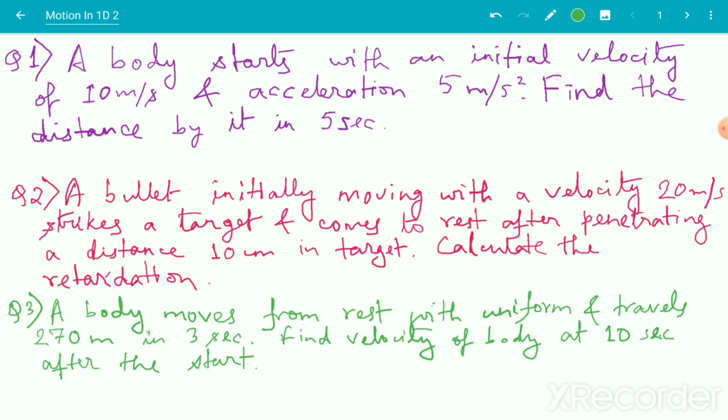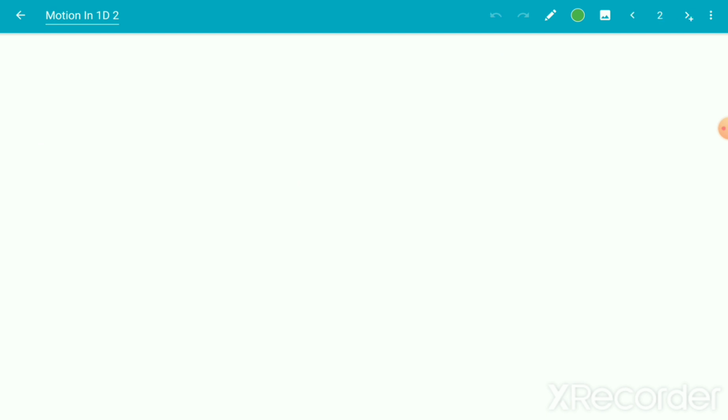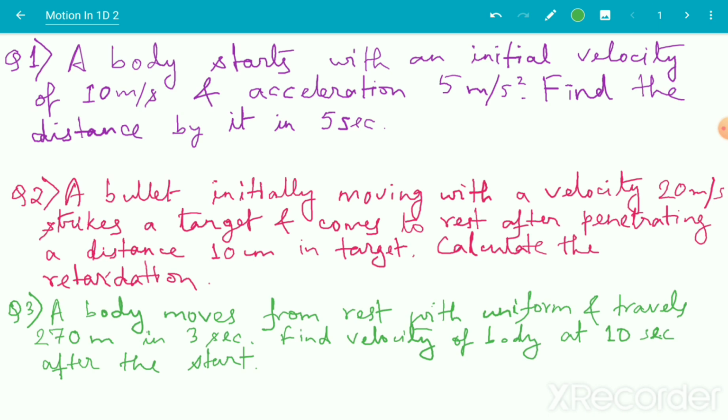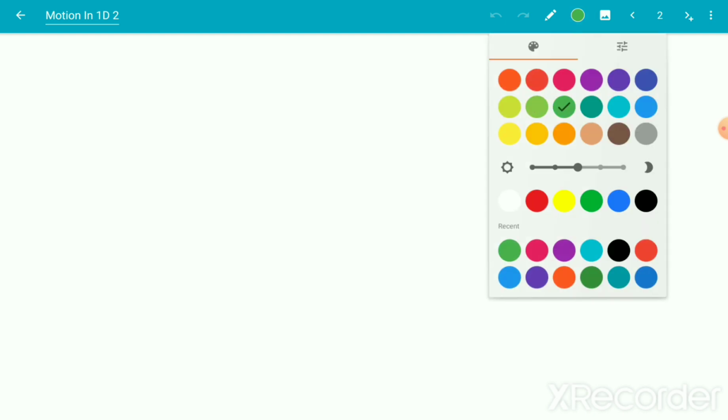These problems have been taken from the Conscience Physics book plus 9. Let us see what is the first problem and what information has been given in it. It is said that a body starts with an initial velocity of 10 meter per second and an acceleration of 5 meter per second square. We need to find the distance covered by it in 5 seconds. So first of all, let us write the given quantities.